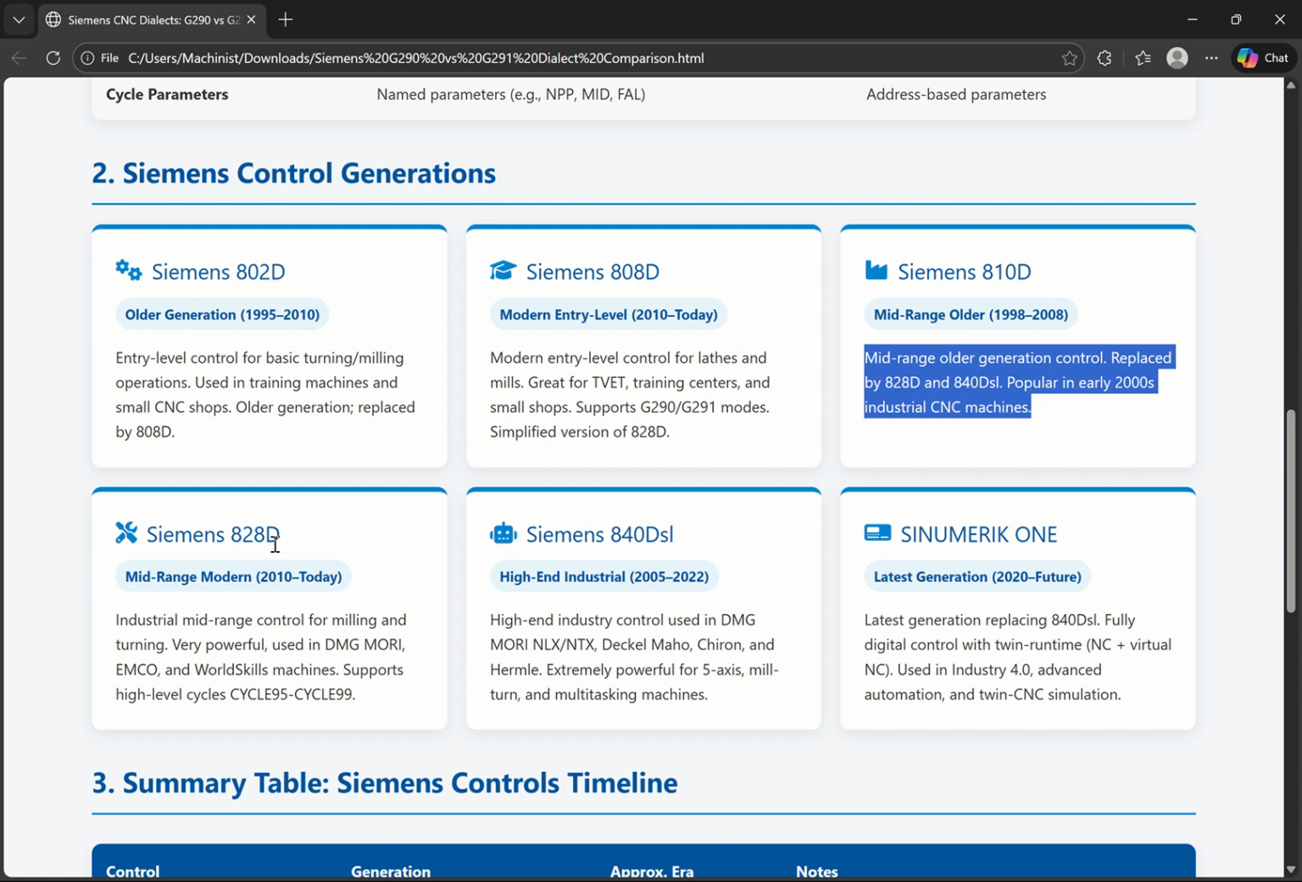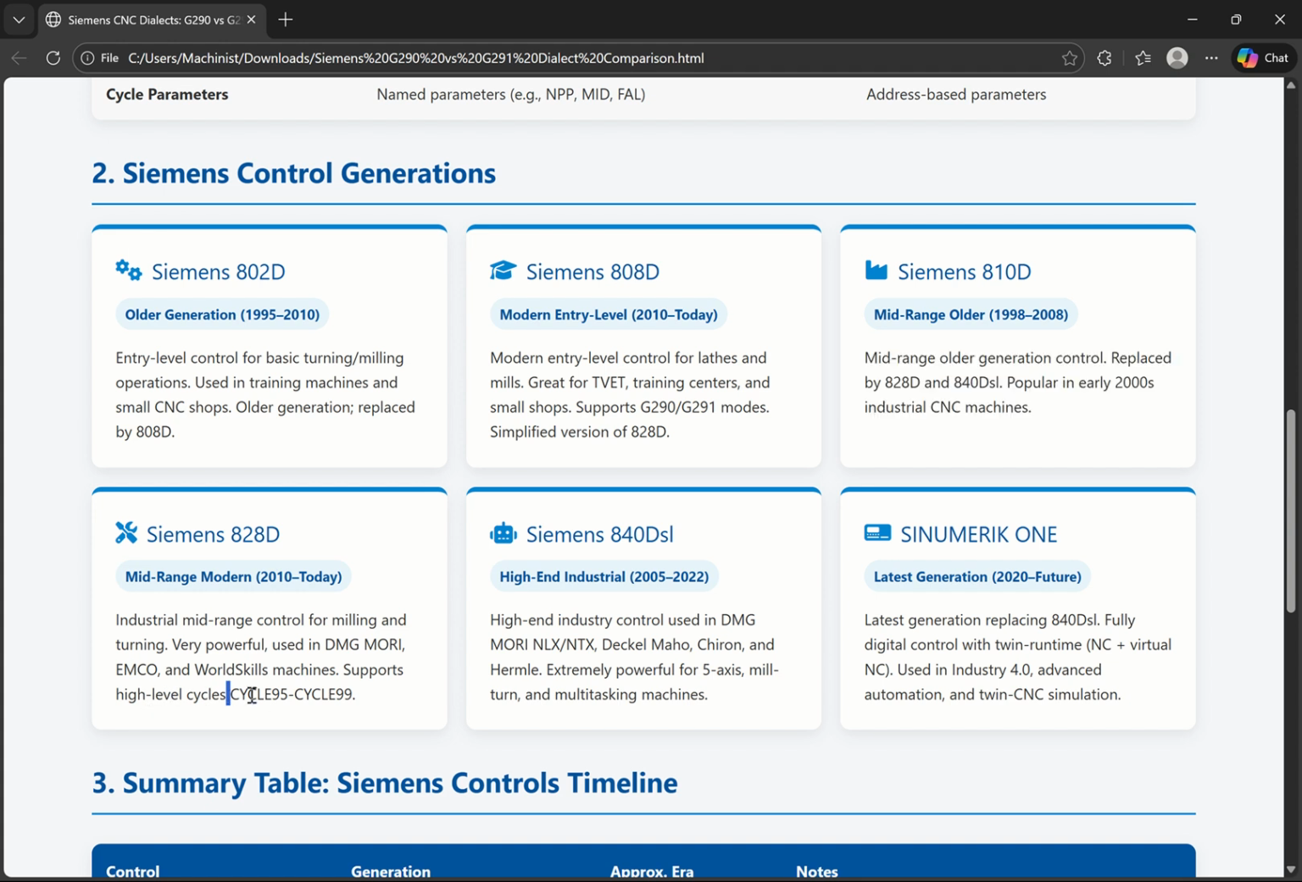So Siemens 828D. Most of these Siemens 828 are used on DMG Mori, MCO, and some of the machines which are used in various competitions. And it supports a high level CYCLE95, even up to CYCLE99 for rough turning, grooving, threading, boring, all of them. It supports this CYCLE95 up to 99.